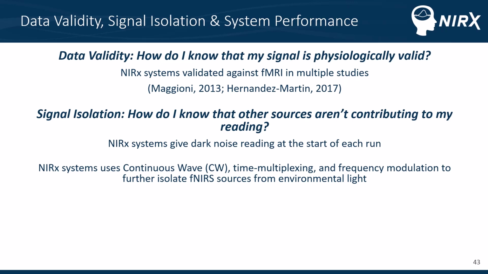In addition, the NIRx systems are designed to be more robust to dark noise interference. They use continuous wave, time multiplexing, and frequency modulation to further isolate fNIRS sources from environmental light. All of these components in their own way help make the system more robust to environmental light interference.